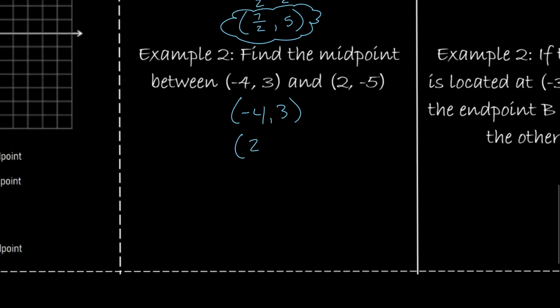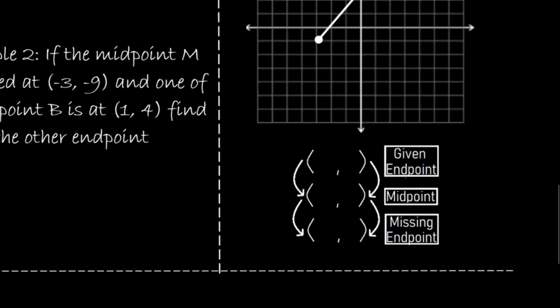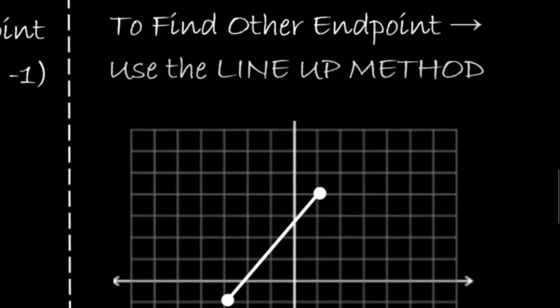Perfect. So we took the 2 points, we added them together, and we got 2, -2. We'll divide those by 2. Oh gosh. That's -2, -2. Yeah, you're right. Thank you. So we get -1, -1 as our midpoint. Any questions on finding midpoint? No. Beautiful. So now we're getting to finding the other endpoint.